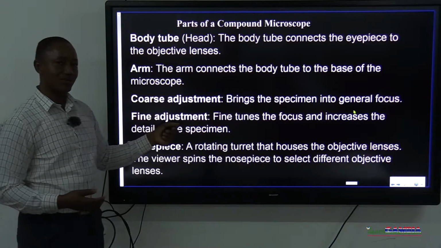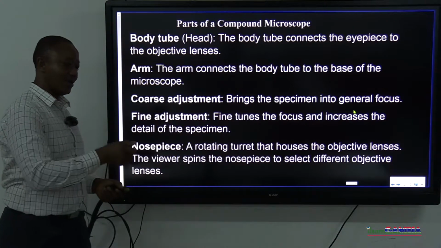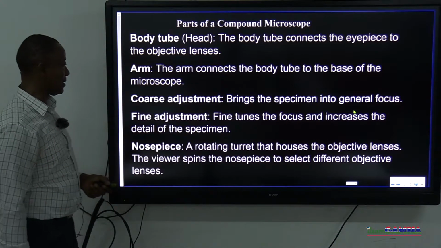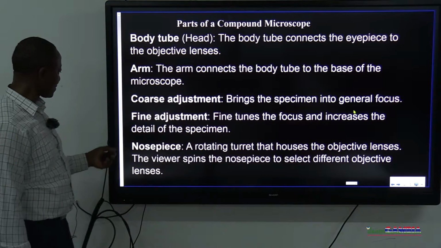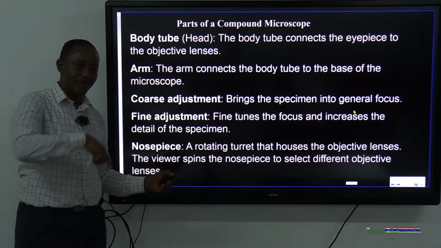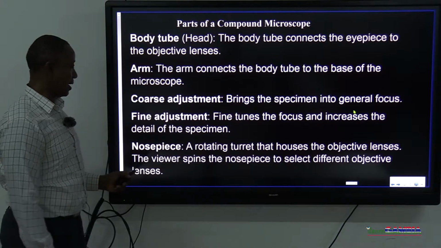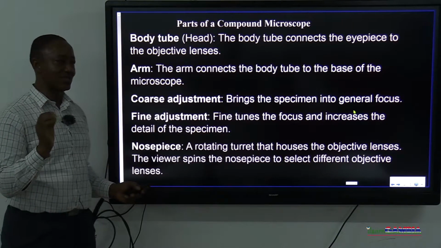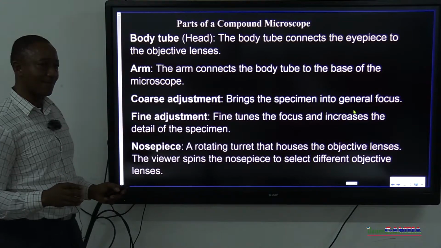And then you use the fine adjustment knob so that you can make the picture very sharp, and you can see the details better there. The nose piece, you have a rotating structure there on which you have 3, in some instances 4 objective lenses.